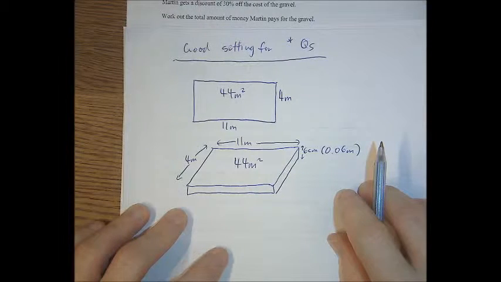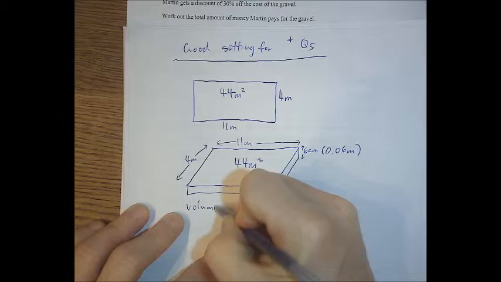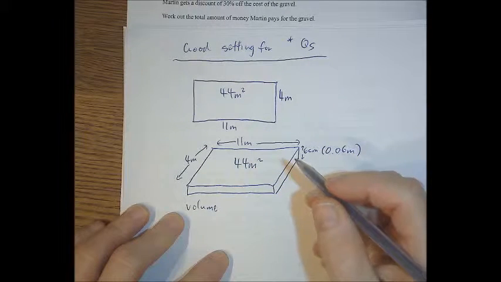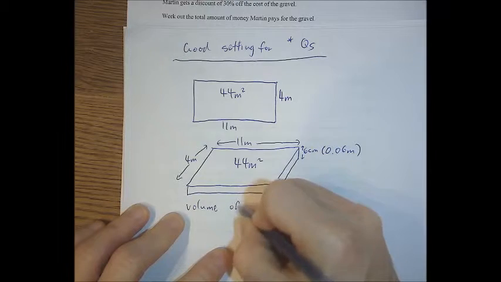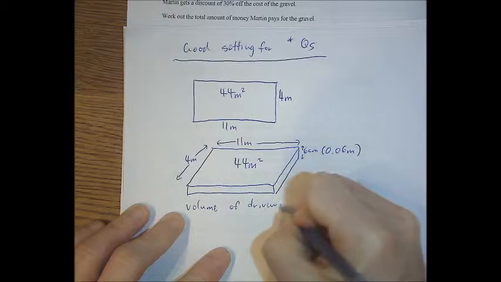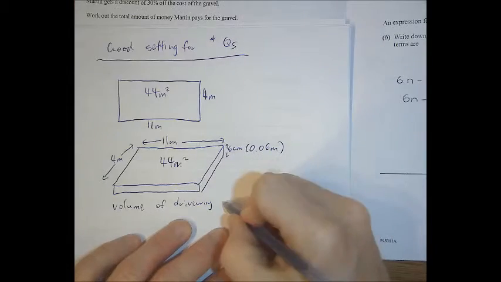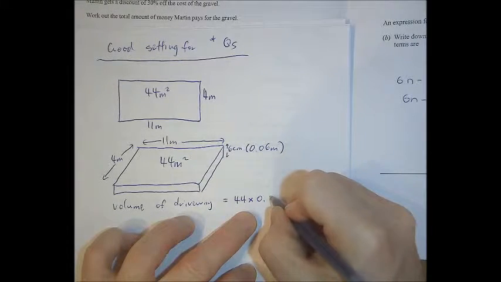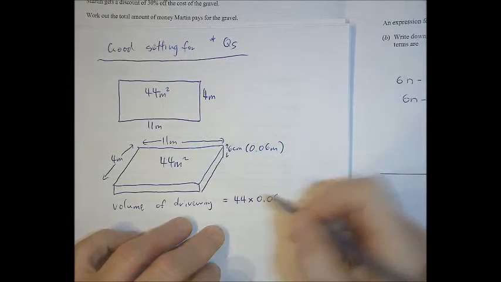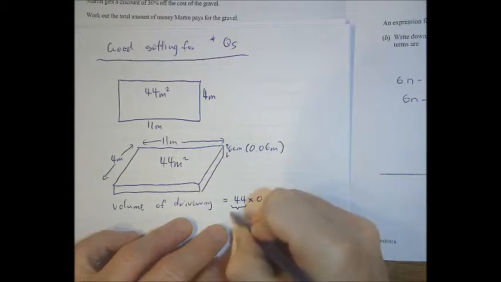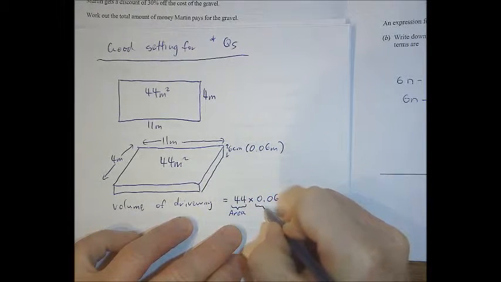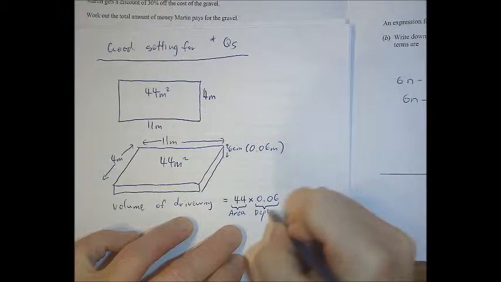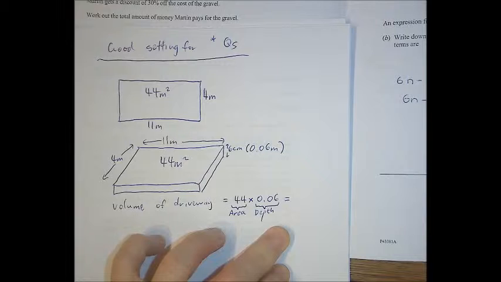Now, there's absolutely no harm. I haven't even read the question yet, but this will be really, really quick, especially in a calculator paper. The volume of the driveway is going to be 44 times 0.06. Now, I'm always telling people to label their working. This is an example of that. And that can be done on a calculator.